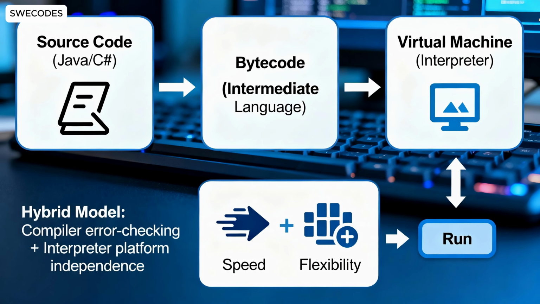This gives you the best of both worlds: the error checking of a compiler and the platform independence of an interpreter. Understanding this execution model is key to mastering programming. It's the difference between a program that's built for raw speed and one that's built for flexibility. Now you know what's really happening when you click Run.